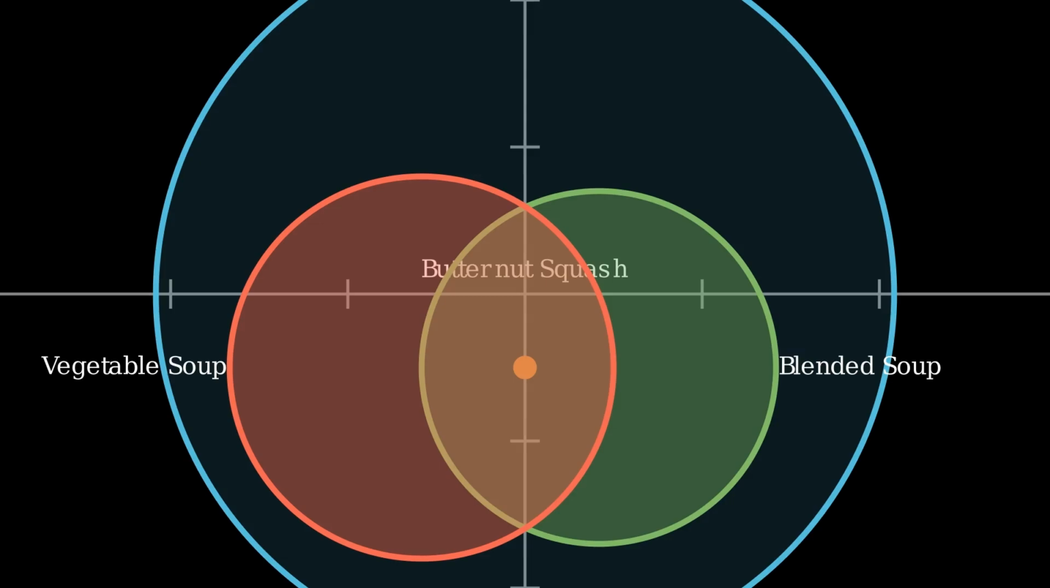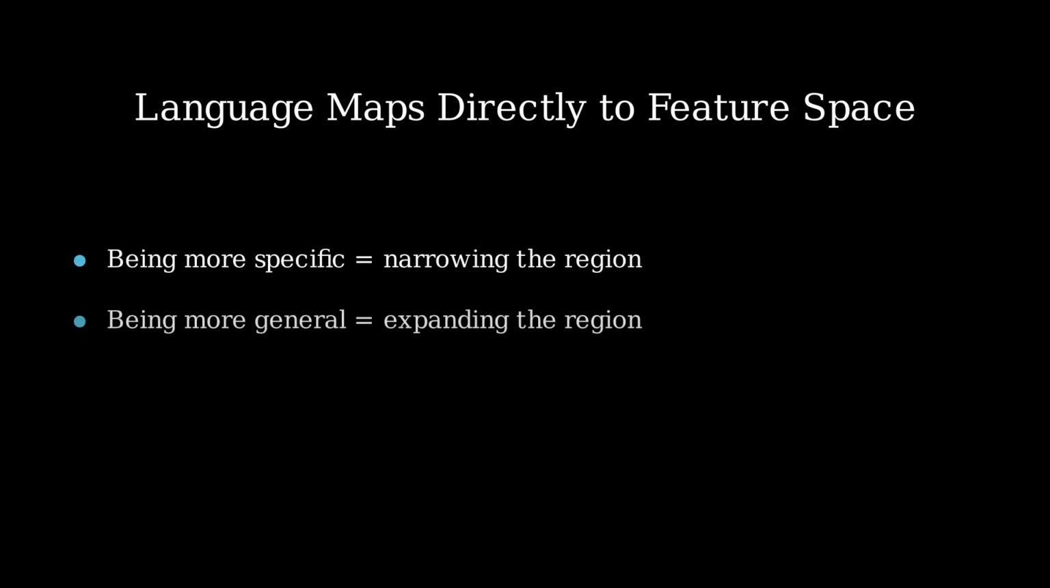This directly translates into the idea of being more specific. When someone says, hey, can you be more specific? What they're actually asking is, draw a smaller circle in your feature space for me. In the same vein, when someone asks you to be more general, what they're asking is make your circle bigger.